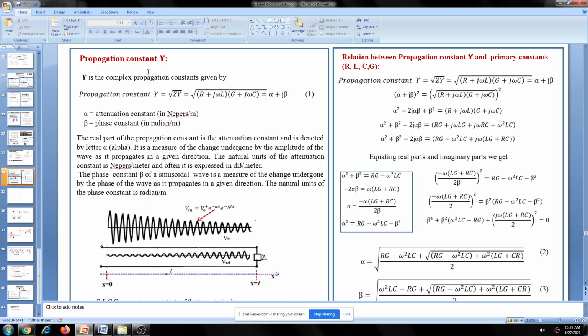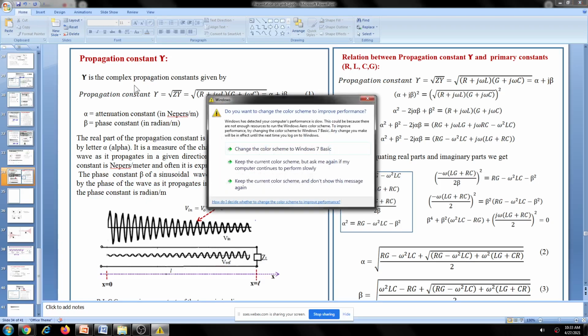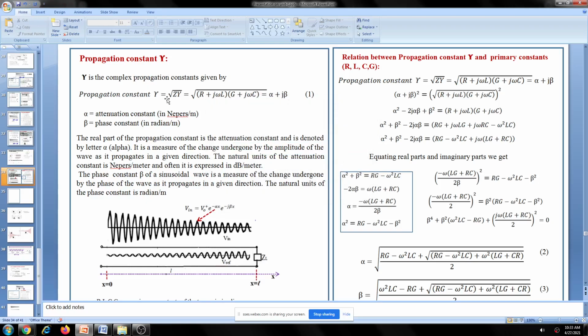Okay, so now what is this propagation constant gamma? It is given by this equation: gamma is equal to the root of ZY. Z is the series impedance of the transmission line and Y is the shunt admittance. If we take the product of those two, we will get the propagation constant. It is a complex number: gamma equals alpha plus j beta.